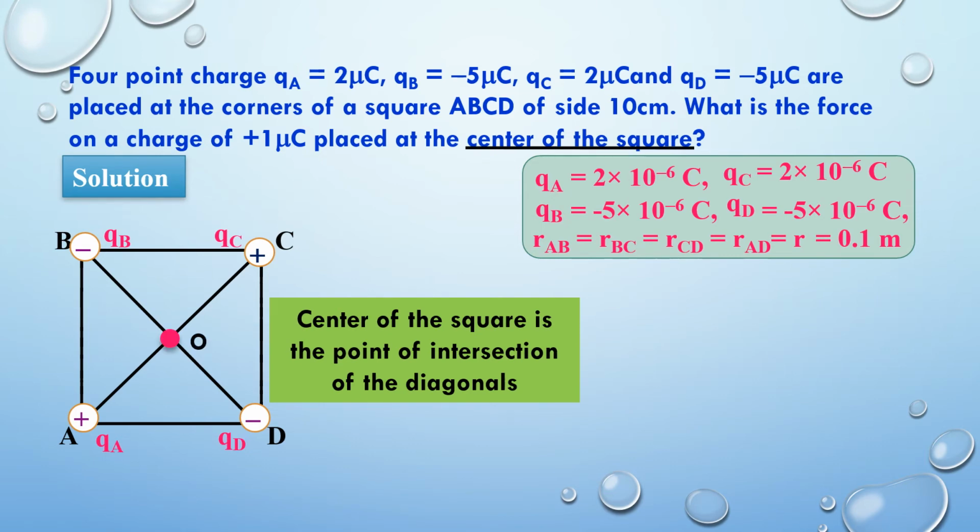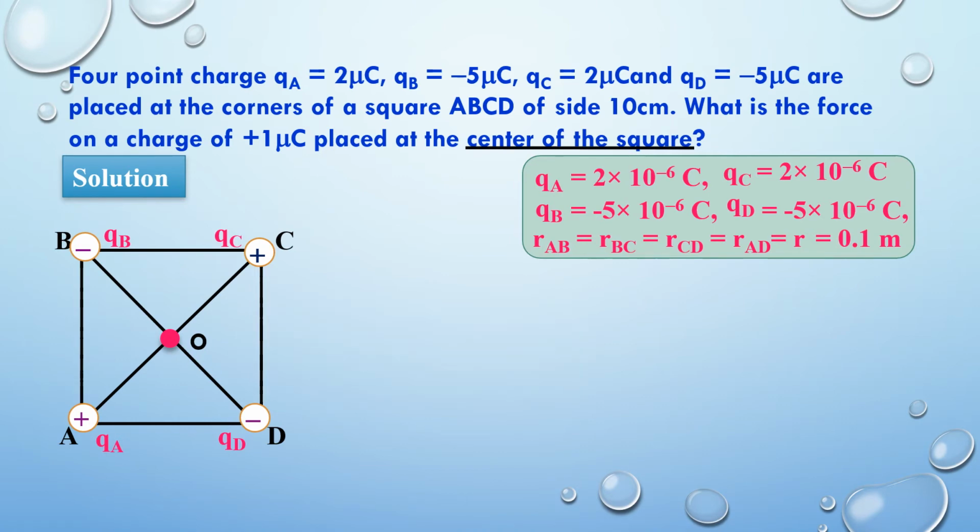Let us represent this point of intersection as O, where we have ROA is equal to ROB is equal to ROC is equal to ROD. All the distances should be the same from the center. And now a charge of 1 microcoulomb is placed at the center of the square.